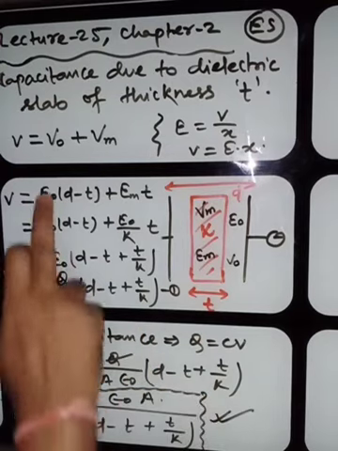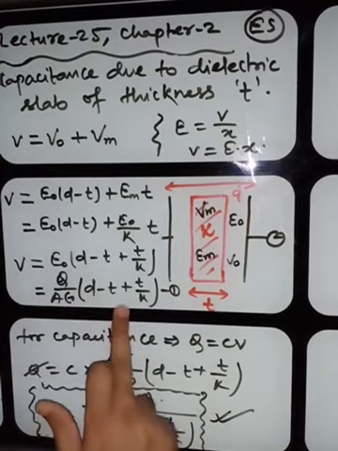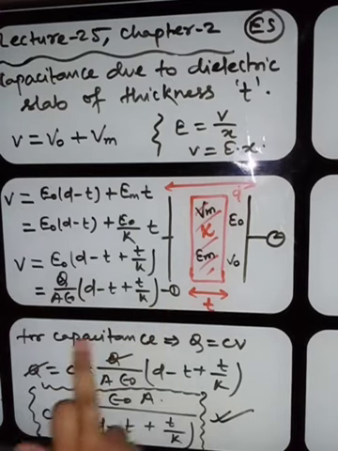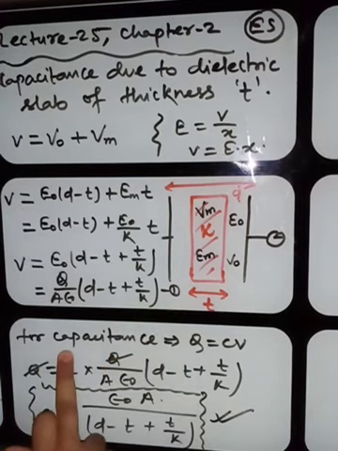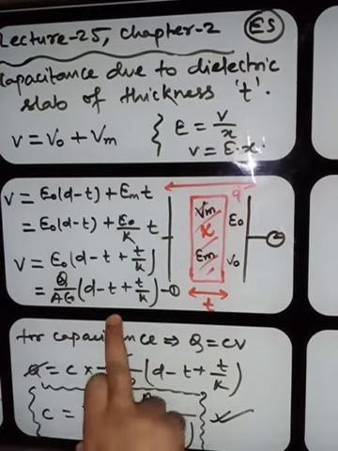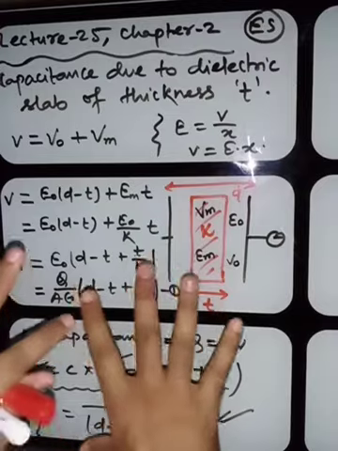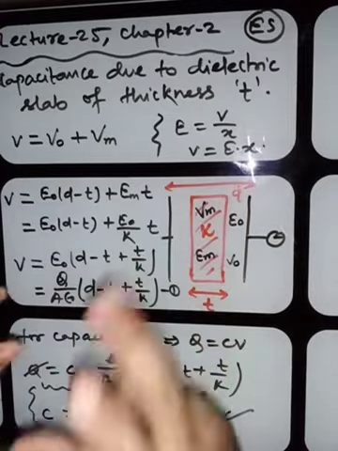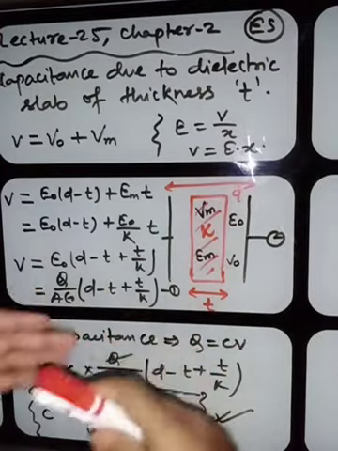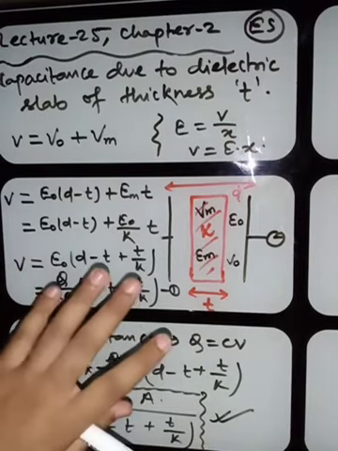First, you have to write the net potential. Second, after concluding the potential with equation 1, you have to write the capacitance, and capacitance Q equals CV. Here V you have already derived. Put the V, you will get the capacitance. It is epsilon naught A over D minus T plus T by K. Now you can generalize this one, or you can get special cases of this particular derivation.